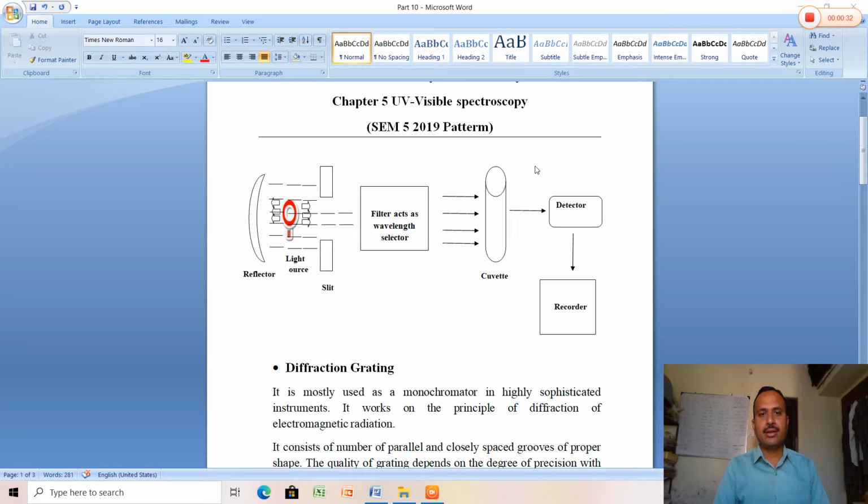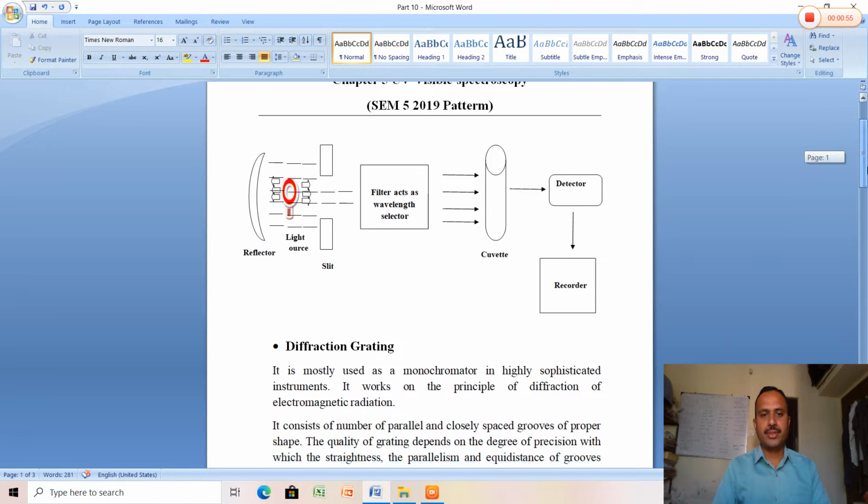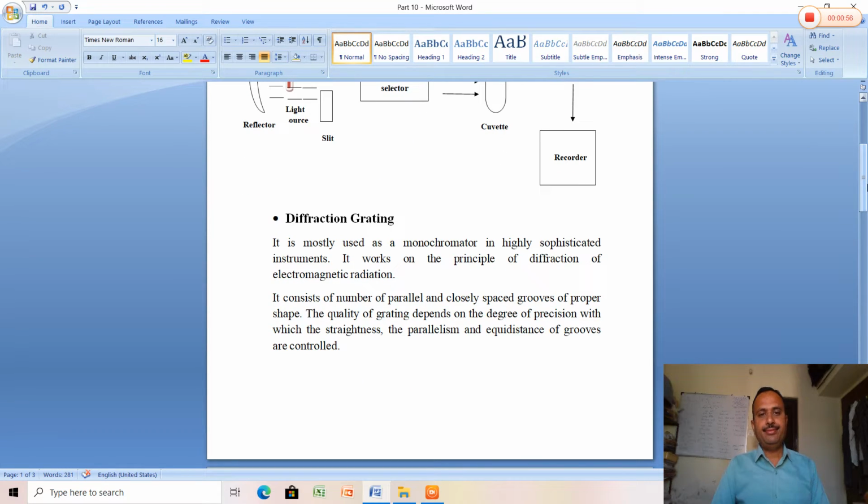This is the lecture where I will focus on how a filter acts as a wavelength selector. Diffraction grating is also a part of the filter, or a wavelength selector, so we will go through it. It is mostly used as a monochromator in highly sophisticated instruments. Diffraction grating is one type of sophisticated monochromator.